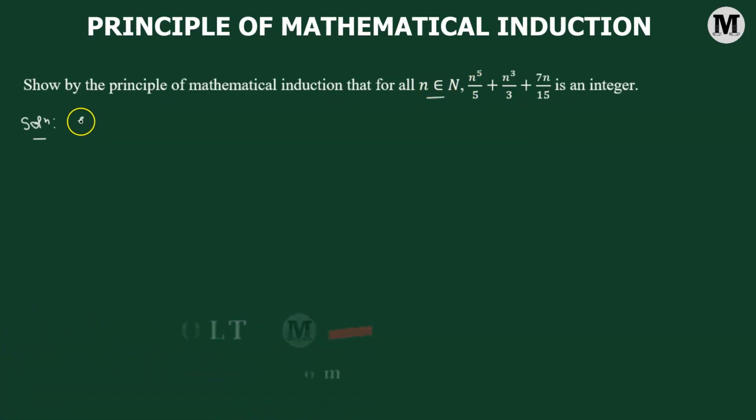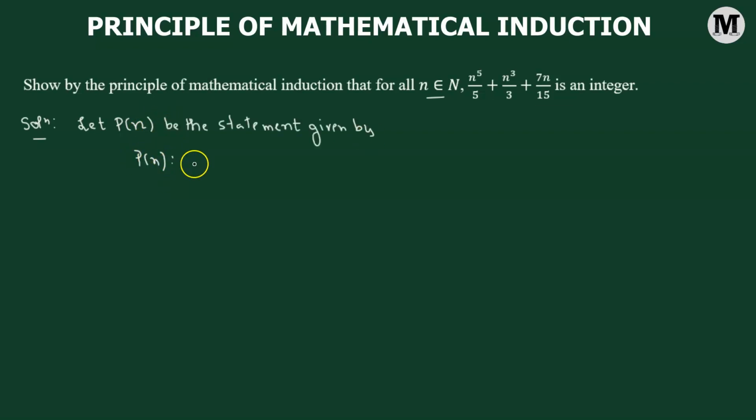So to do this, first we're going to consider a statement P(n). Let P(n) be the statement n raised to the power of 5 divided by 5, added to n cubed divided by 3, added to 7 times n over 15, is an integer. So here we have converted our statement into a mathematical statement denoted by P(n), and let's label this as statement number 1.